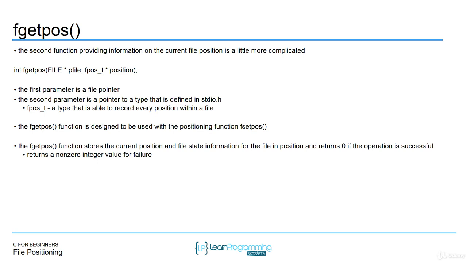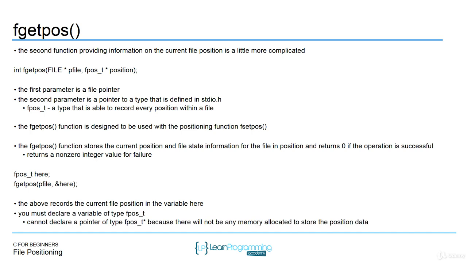The fgetpos function stores the current position and file state information for the file in position and returns 0 if the operation is successful. It returns a non-zero integer value for failure. So you can create a variable of fpos_t type, and here we say it's just pos. Then we call fgetpos, we specify our file pointer, and we specify our fpos_t variable. We have to pass in the ampersand, the address of, because it's not a pointer. So in this case, the current file position is in the variable pos.